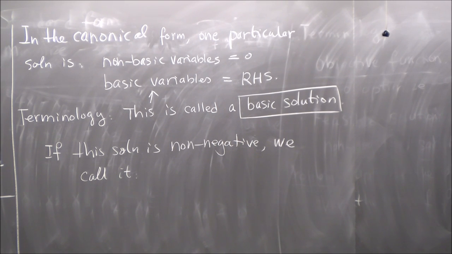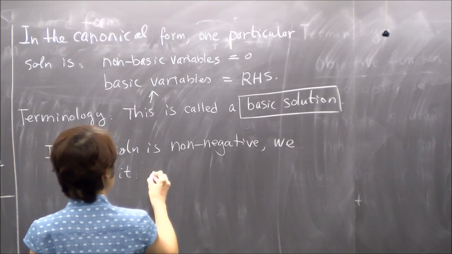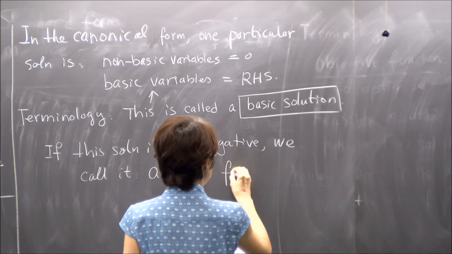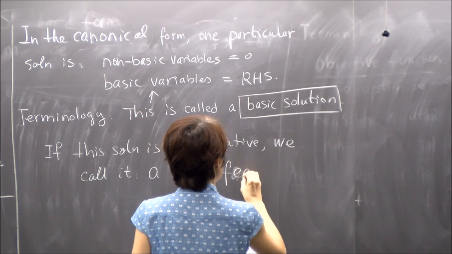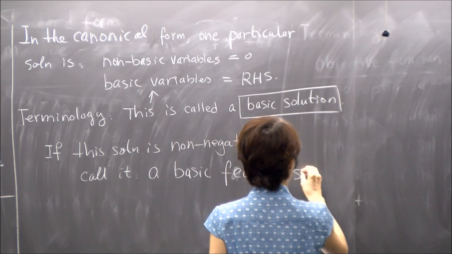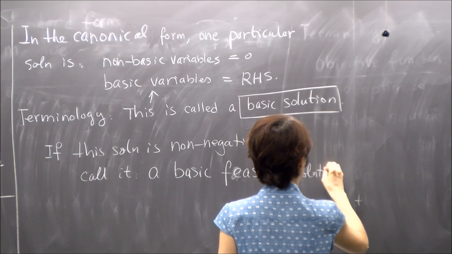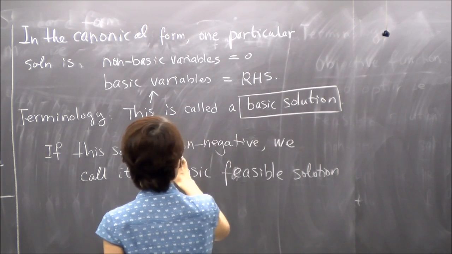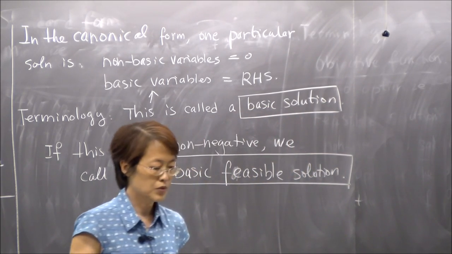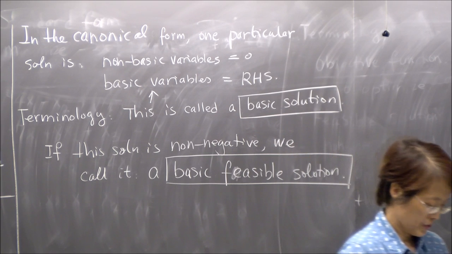How about a basic feasible solution or a feasible basic solution? Would that be okay? All right, so let's say A is the same thing, basic. It has to be basic and it has to be feasible, both of them, right? You have to put two adjectives in the front. Solution. Okay, so that's another term. All right? So we have basic solution and basic feasible solution.